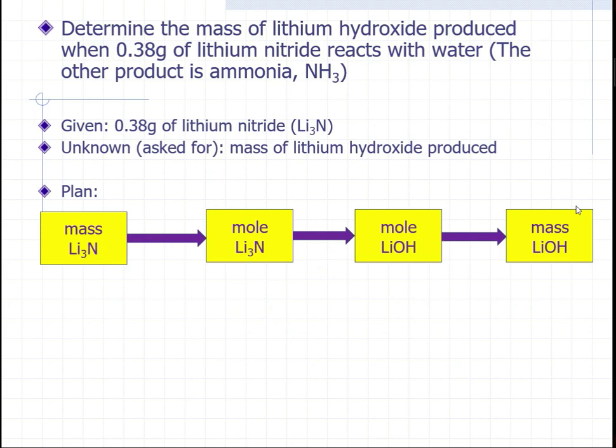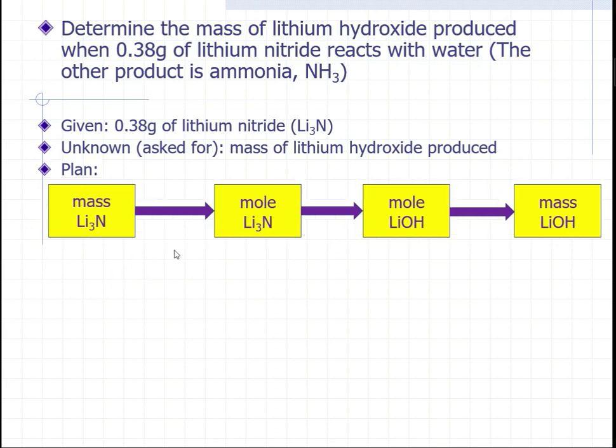I have mass of lithium nitride to go to moles of lithium nitride, moles of lithium nitride to go to moles of lithium hydroxide, and moles of lithium hydroxide to go to mass. That's a series of three separate steps, and if I do them individually in order and focus on each one, it makes life a lot easier. So let's think about the first step, A. What do I need to go from mass of lithium nitride to moles of lithium nitride? I need the molar mass of lithium nitride. That is my conversion factor between lithium nitride mass and moles.